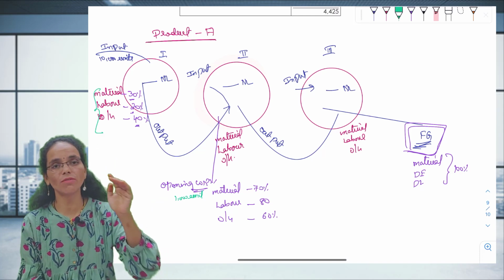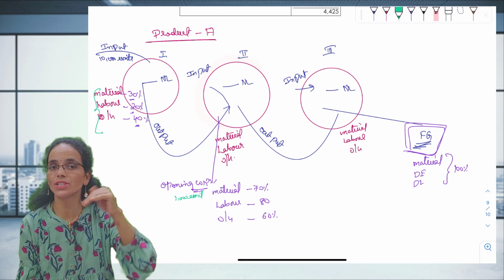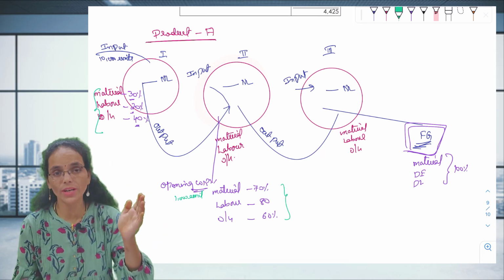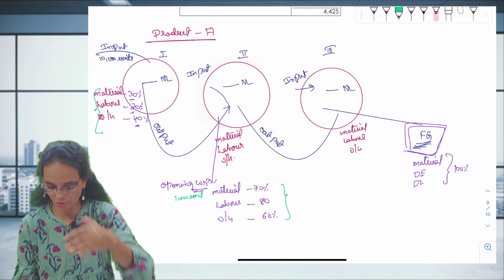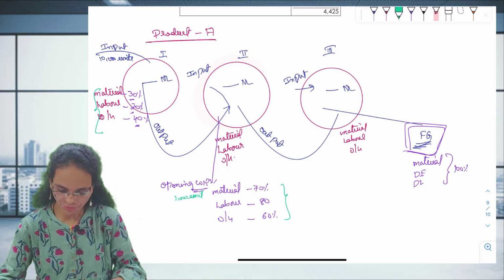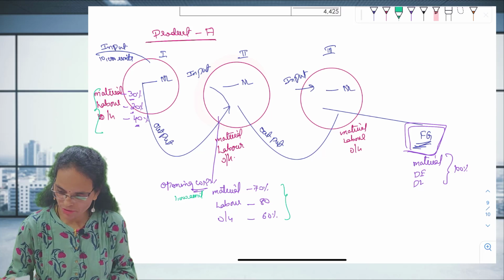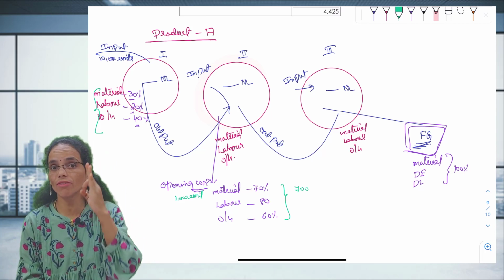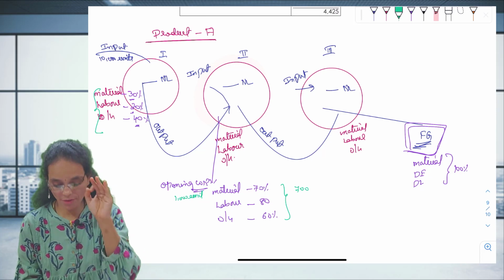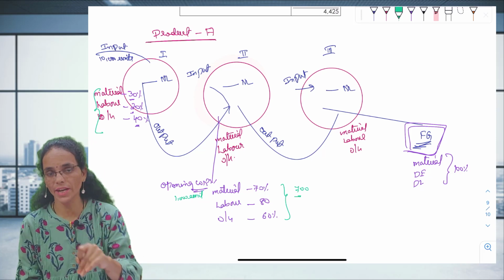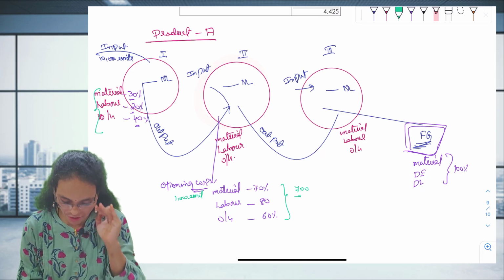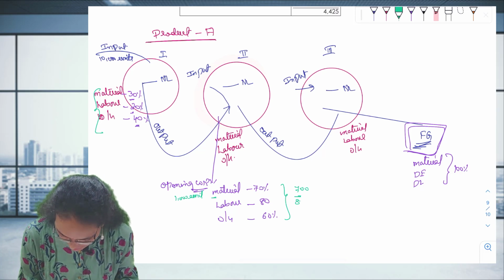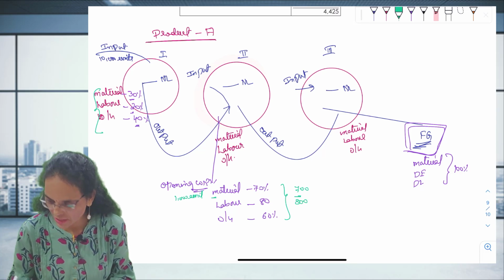This much of the respective degree of completion of the work is done. In the sense, this much of units should be worked in the current process. 1000 into 70%, that is 700 equivalent units of material will be consumed in the second process. That's what we need to find out here. Equivalent. So material 700, labor 1000 into 80%, that is 800, and overheads 1000 into 60%, that is 600.